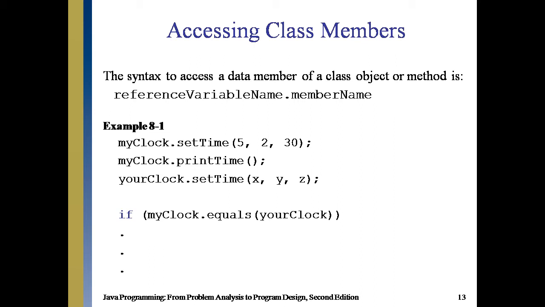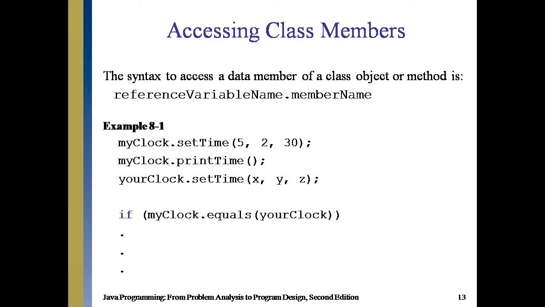And the method uses these values to set the values of hr, min, and sec of the object myClock to 5, 2, and 30 respectively. Similarly, the second statement executes the method printTime and outputs the values of hr, min, and sec of the object myClock. In the third statement, the values of the variables x, y, and z are used to set the values of hr, min, and sec of the object yourClock.